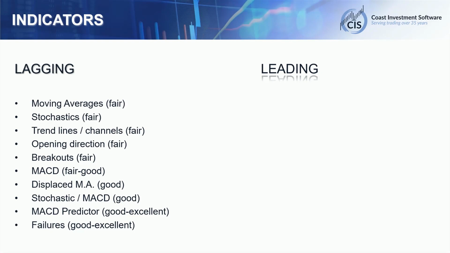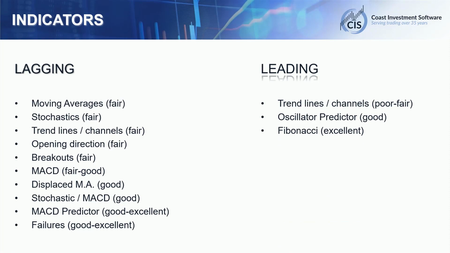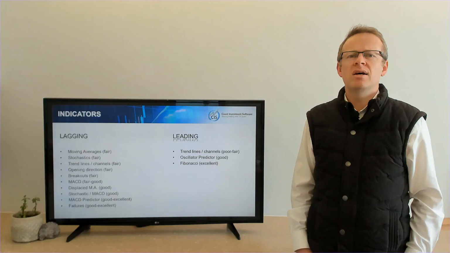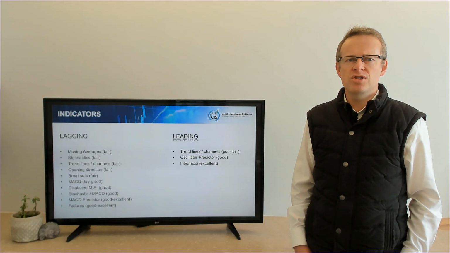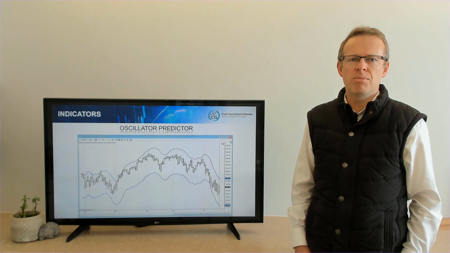So now we'll be moving on to leading indicators, and we'll be looking at mostly two. Trend lines can be a poor to fair kind of leading indicator, but the two strong ones we'll be looking at are the oscillator predictor, which Joe developed, and then we'll also be looking at Fibonacci, which is an excellent leading indicator. So let's start with the first one, which is the oscillator predictor.